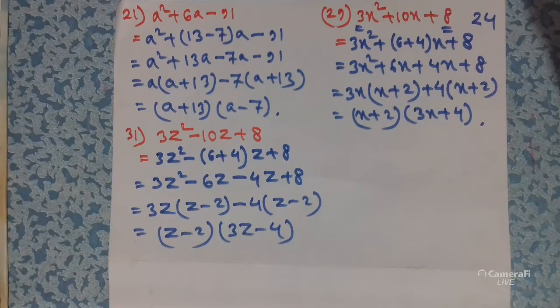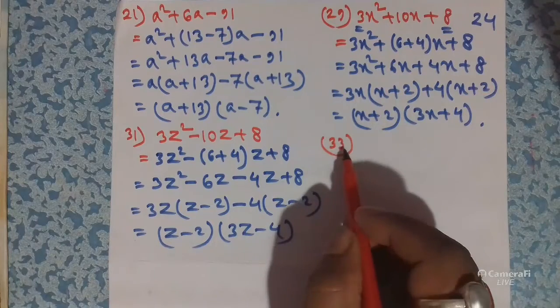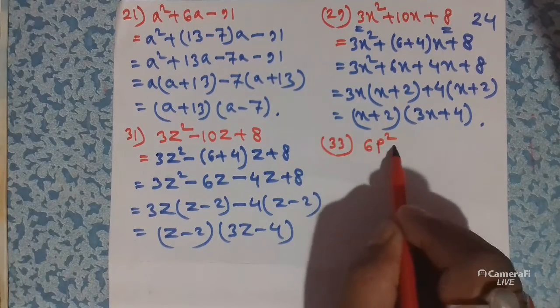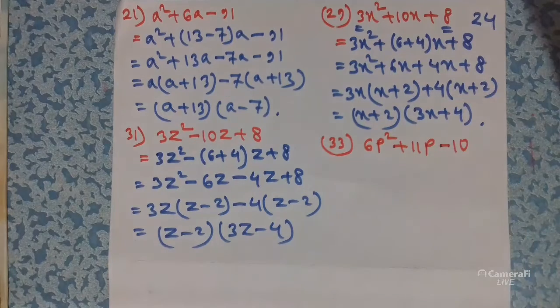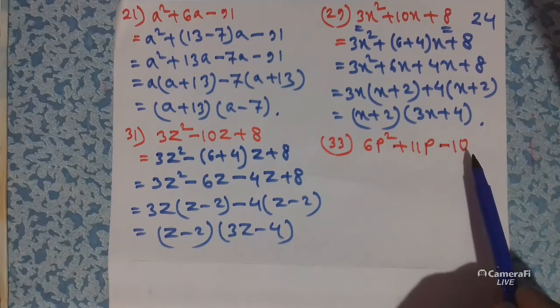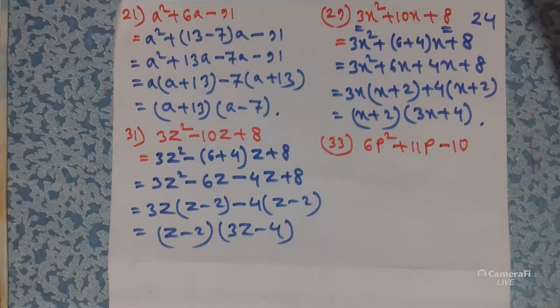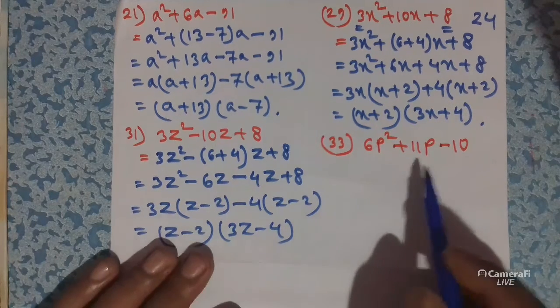Next, 33. 6p square plus 11p minus 10. So similarly at first we have to multiply 6 with 10. So 6 multiply 10 is 60. Now we have to choose two numbers whose product is 60 and addition or subtraction will be 11.